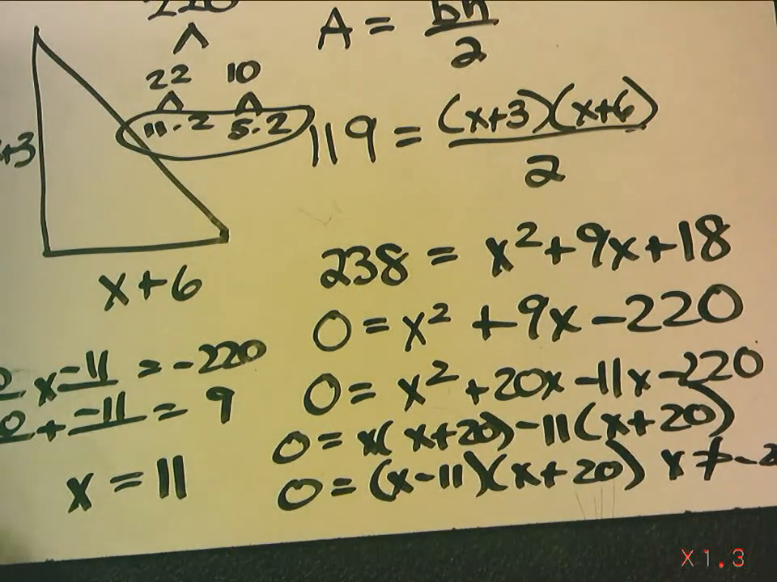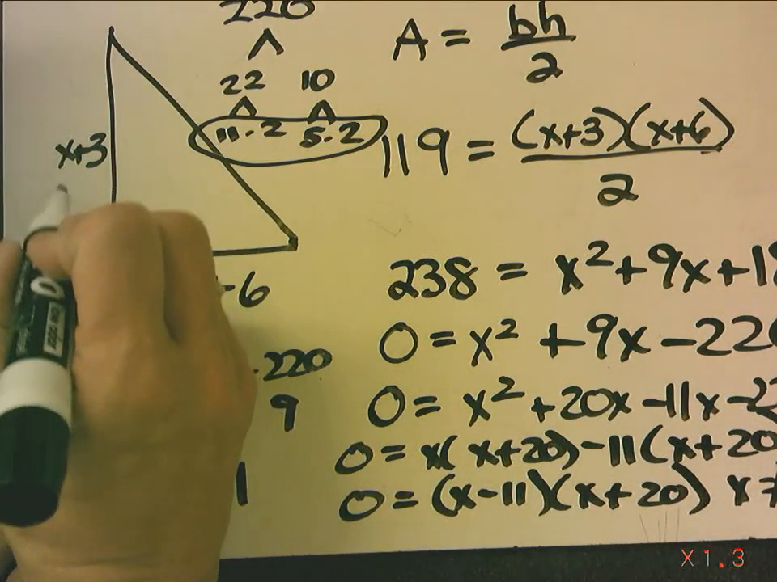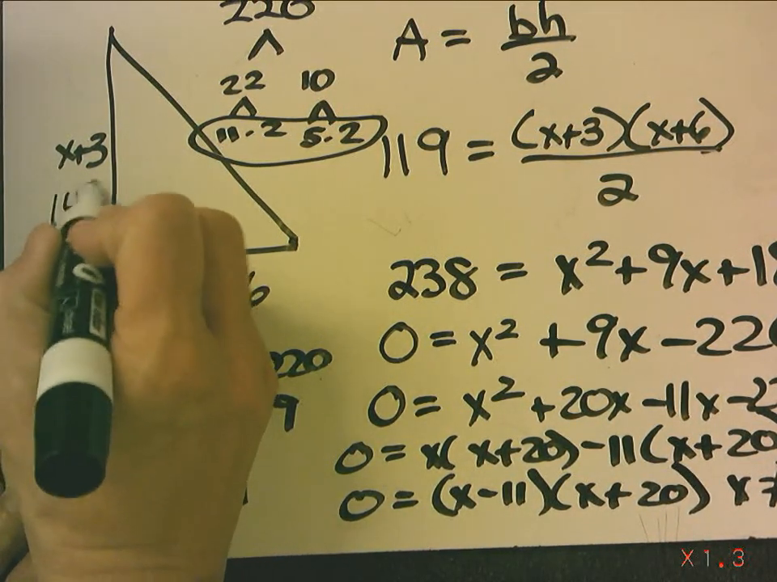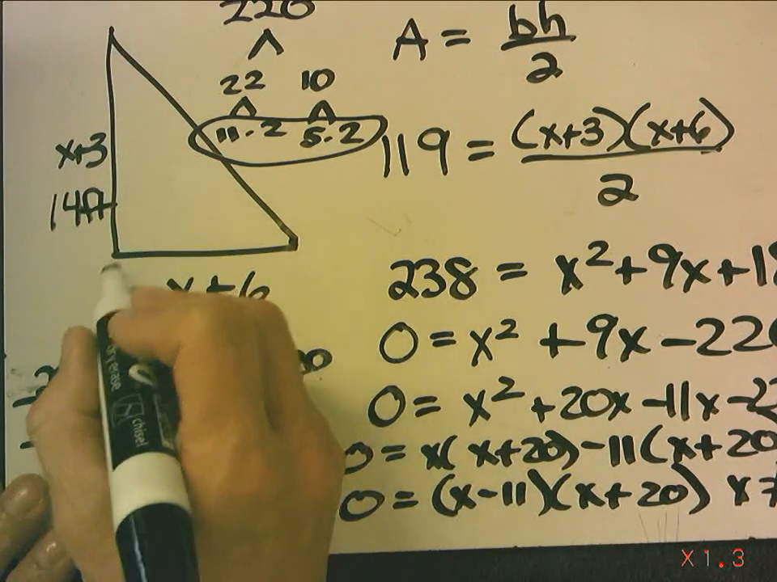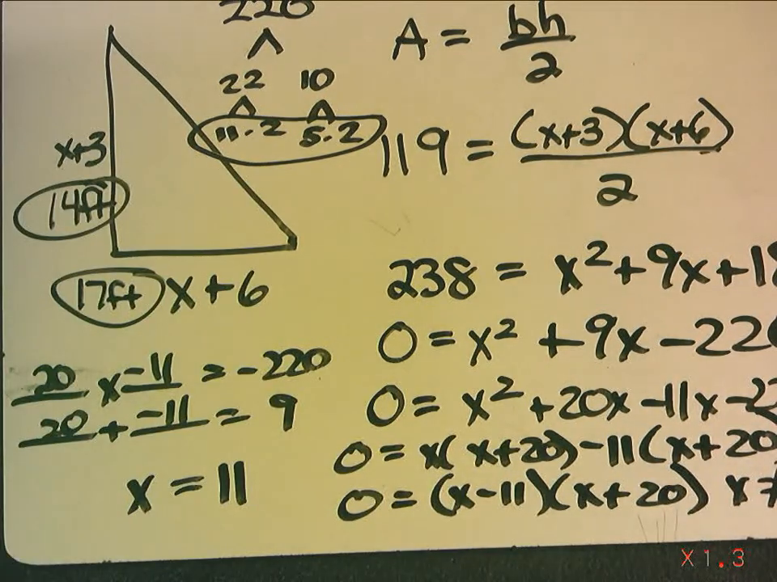So they didn't ask for x, they asked for the dimensions. So 11 plus 3 is 14 feet. So the height's 14 and the base is 17. So 14 by 17. Okay, and that's the end of page 35B.